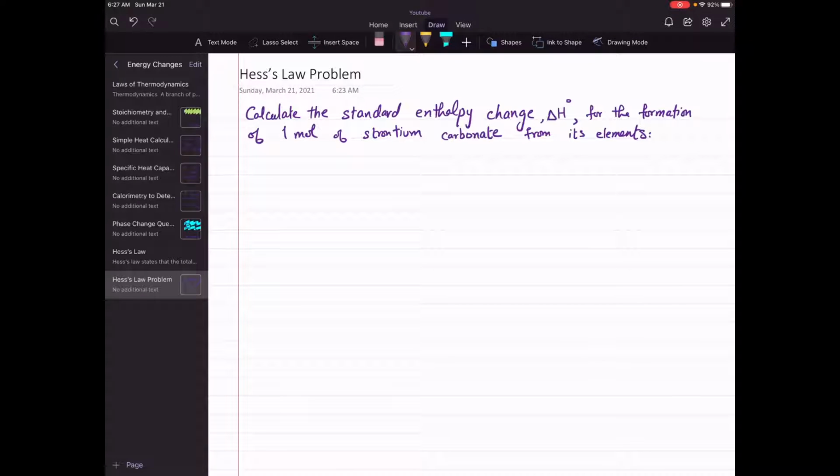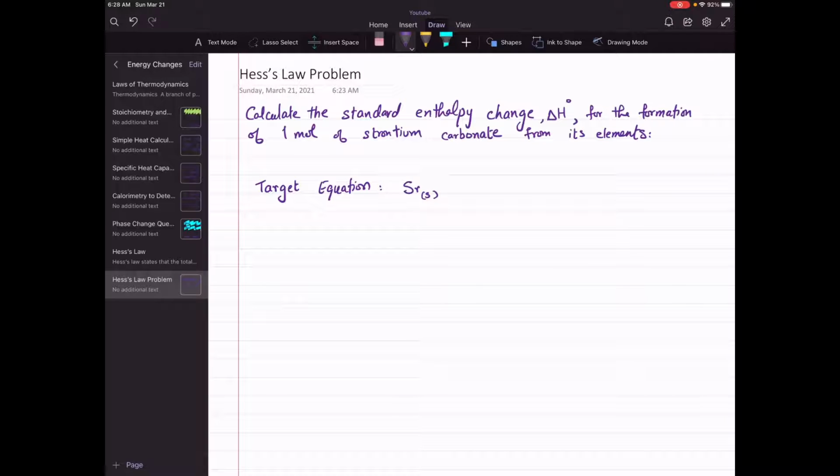The question also indicates that this material is used to give the red color in fireworks, but that is extra information. That information is not important for solving for delta H. Now, when we are given a Hess's law problem, they will give us a target equation. So I'm going to label it as a target equation. This is the equation for which we are looking for the delta H.